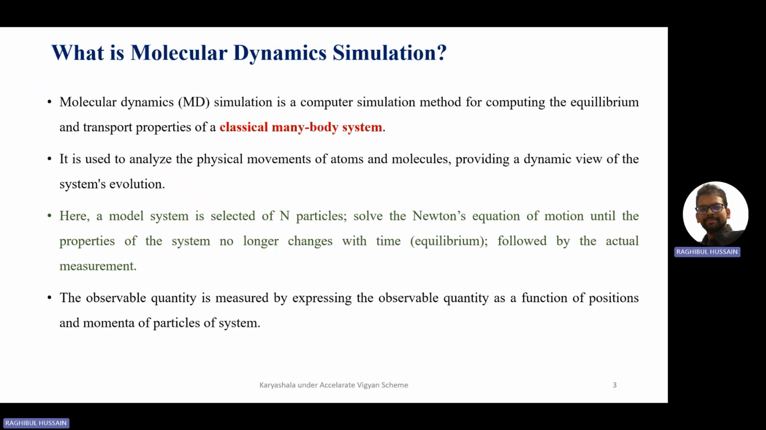Okay. So next, I will just read the definition. Molecular dynamic simulation is a computer simulation method for computing the equilibrium and transport properties of a classical many-body system.